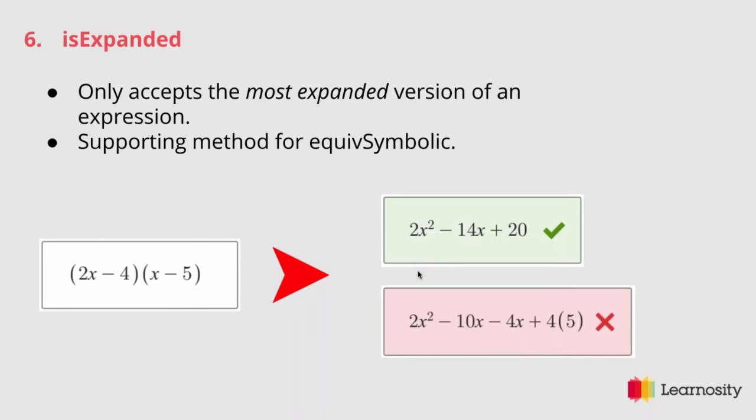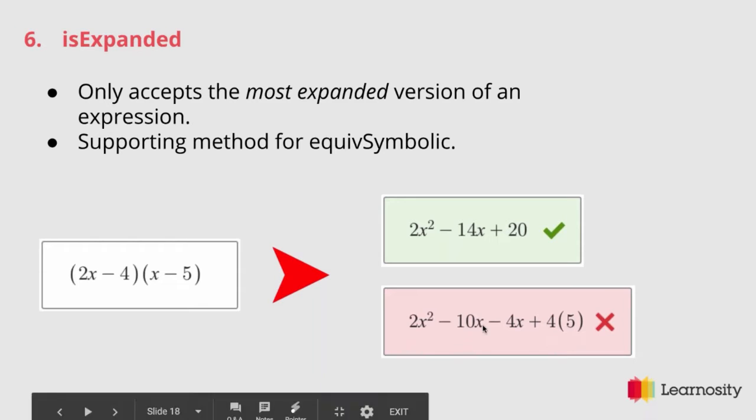Then we have isExpanded. Again, it only accepts the most expanded version of an expression, and again, you would use this with equivSymbolic. So for example, we have 2x minus 4 times x minus 5. We'll accept 2x squared minus 14x plus 20, but we will not accept anything else.